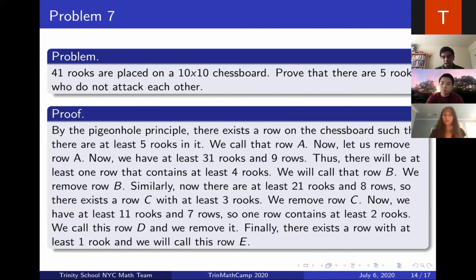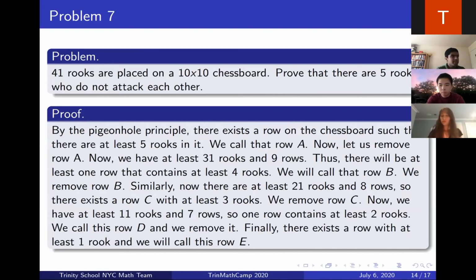And so this is the whole idea that comes back to corollary 2, that if we take 41 and we divide it by 10, that's 4.1, and then take the ceiling, that's 5. And so there will be at least one row in the chessboard that contains at least 5 rooks in it. And so we'll call that row A.